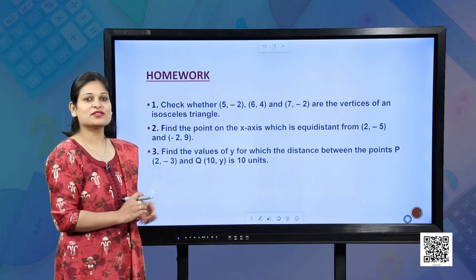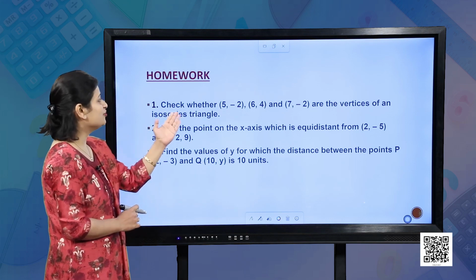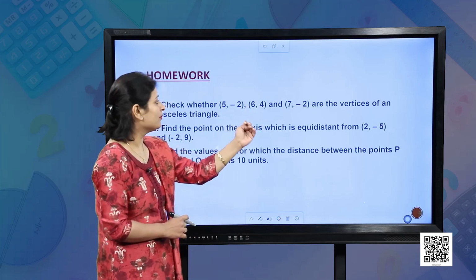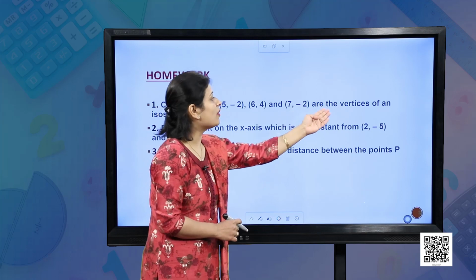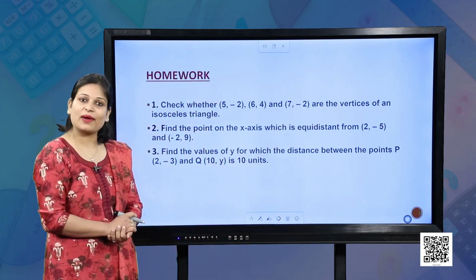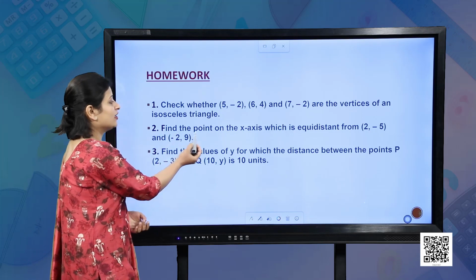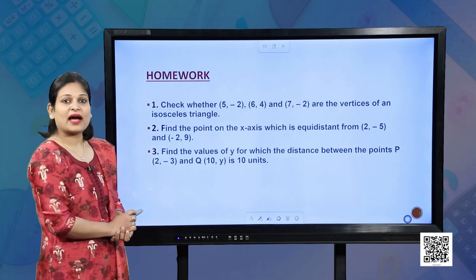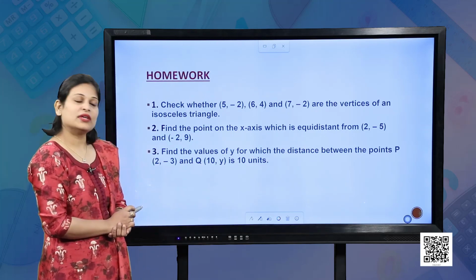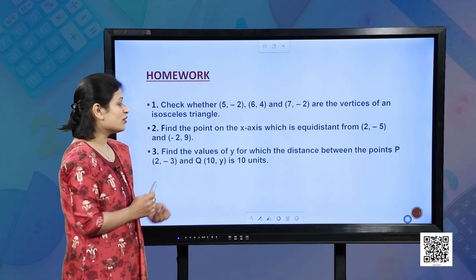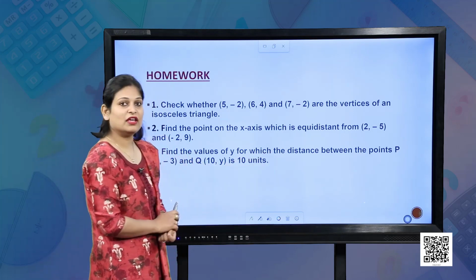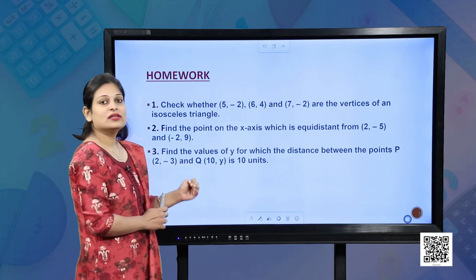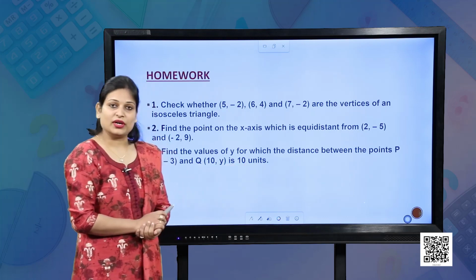Let's take up some questions for your homework. Question 1. Check whether 5, minus 2, 6, 4 and 7, minus 2 are the vertices of an isosceles triangle. Question 2. Find the point on the x-axis which is equidistant from 2, minus 5 and minus 2, 9. Third, find the values of y for which the distance between the point P, which is 2, minus 3, and Q, 10, y is 10 units.